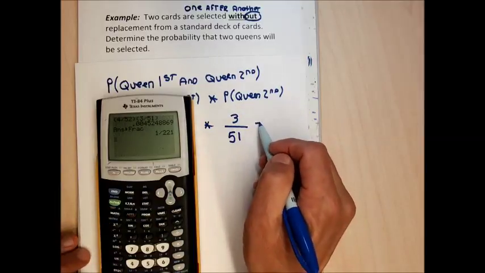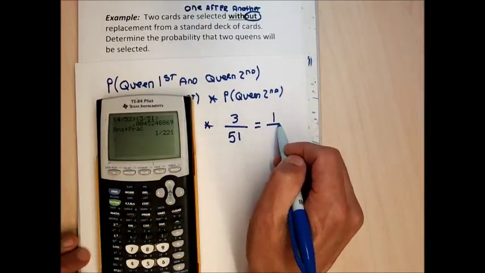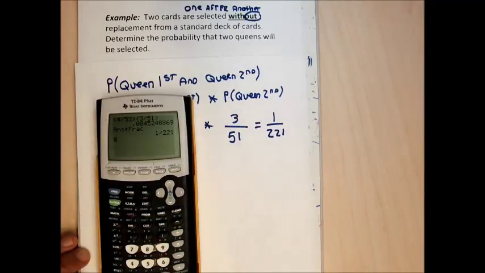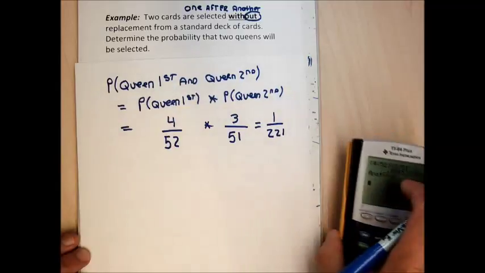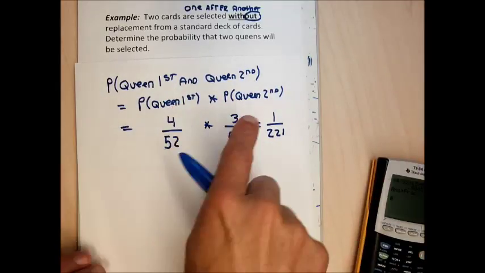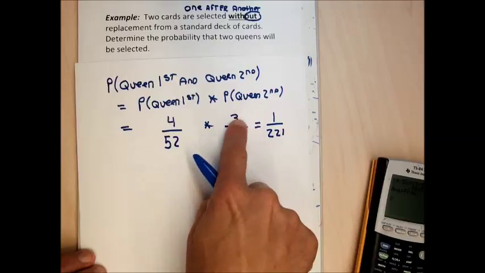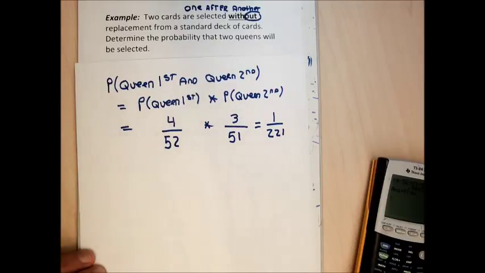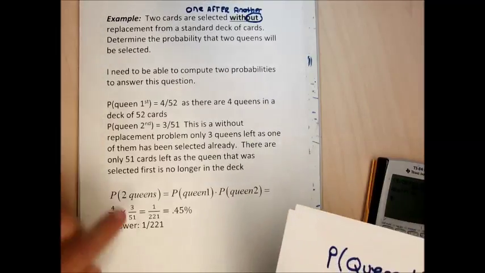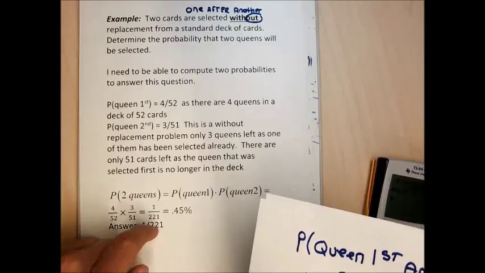I would say it's less likely: there's a 1 in 221 chance as opposed to a 1 in 169 chance to get 2 queens if you're not putting a queen back, because it's harder to get a queen on the second try when there's only 3 as opposed to 4 queens. There's fewer cards but fewer queens. And then all this work here is just exactly that.